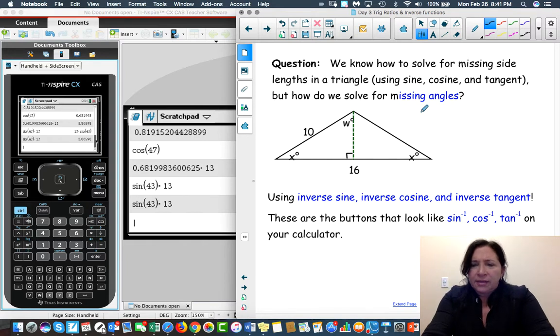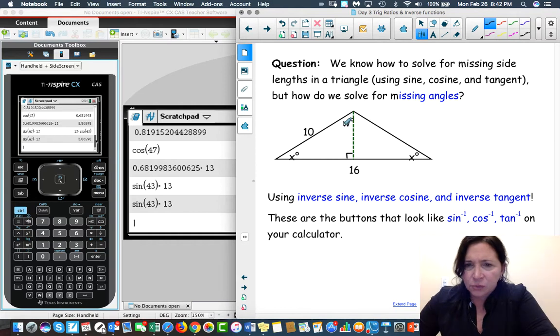So the flip side to doing this is not just finding sides using trig ratios, but also finding the missing angles. Meaning, what is X or W? So how would I find X? Now, let's do this example.